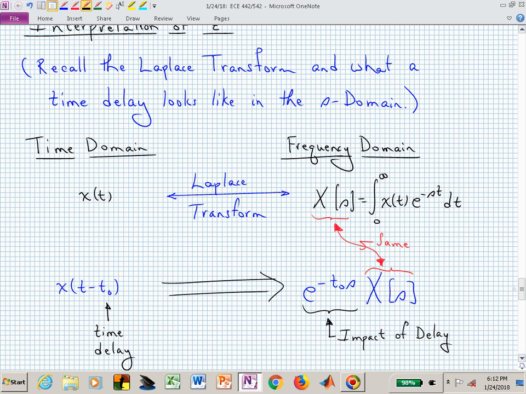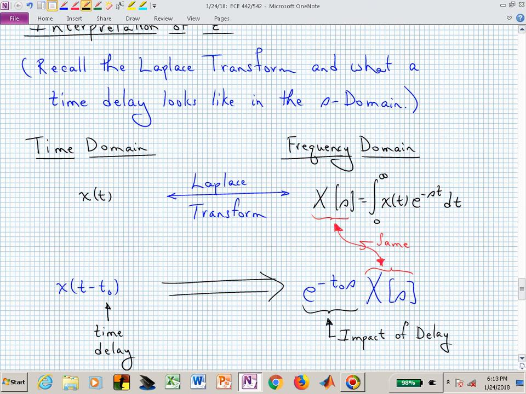If we delay that signal by an amount t sub 0, it can be shown, and you should be able to find this in your 320 textbook, for example, or in a transform pair table, you should see this property that relates the time domain delay of a waveform with its frequency domain counterpart.